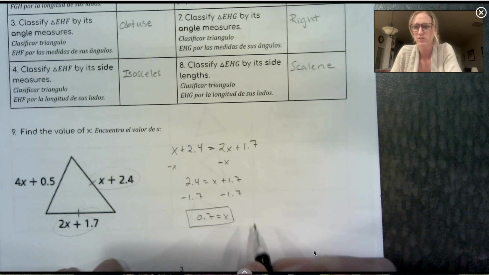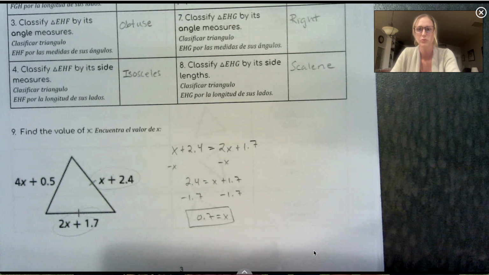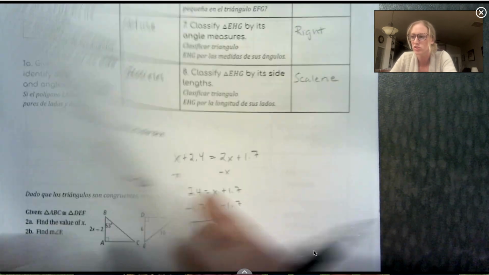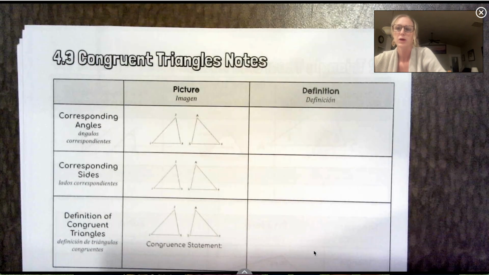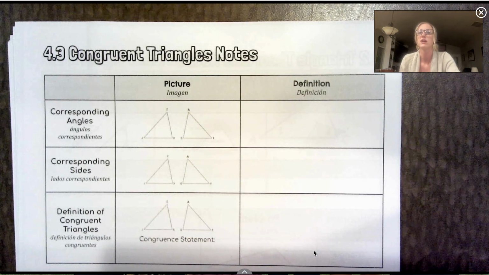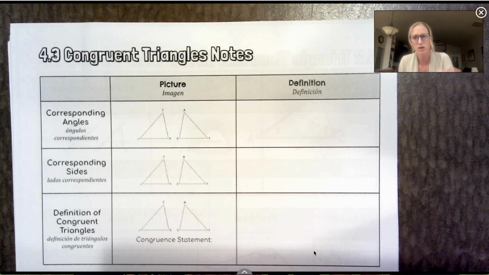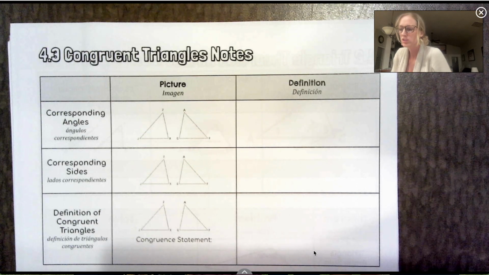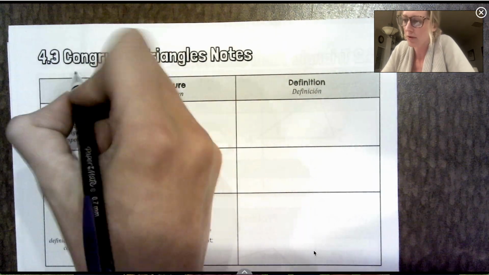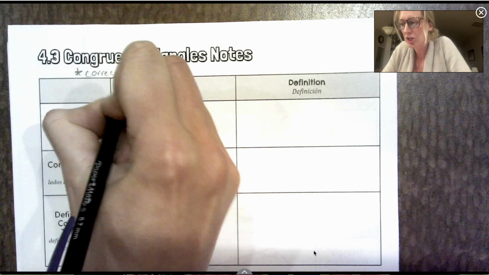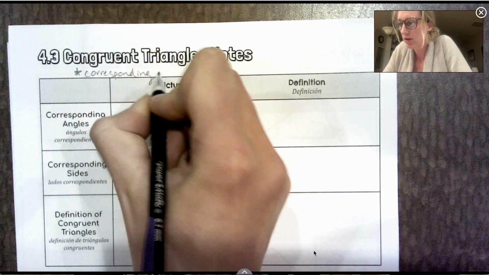If I was asked to find all the sides, then I would just plug x back into each of those pieces. Okay, so that's 4.1, you guys, just talking about classifying triangles. So this next part we're going to get into is maybe something that's a little new. We've talked about corresponding angles before in our last unit. And remember, corresponding, I'm going to actually add this up top. Corresponding means like matching locations.